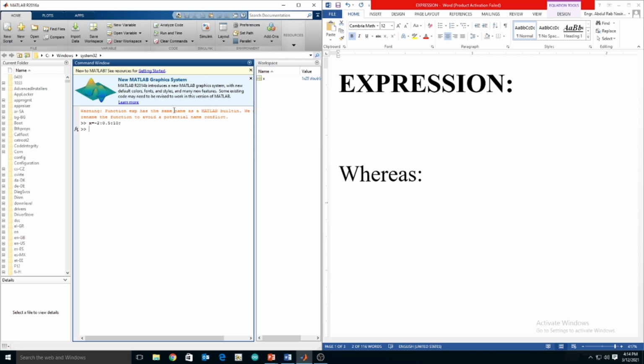semicolon. y equals exponent x upon 2, semicolon. If you don't put this termination sign, then it will execute the program. Plot x comma y.